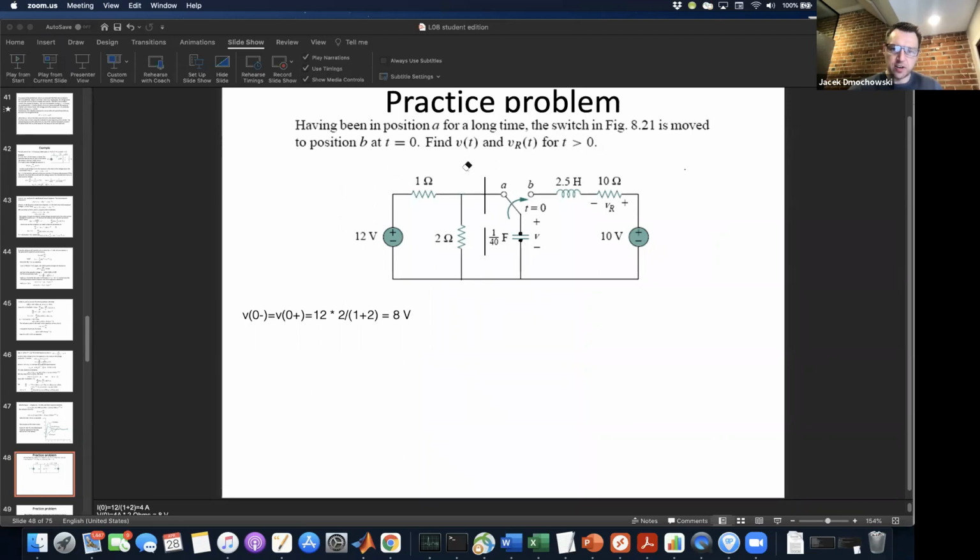I also wanted to solve for the initial value of, even though it's not drawn here, the inductor current, at time equals 0 minus. So what is the value of the inductor current at time equals 0 minus?